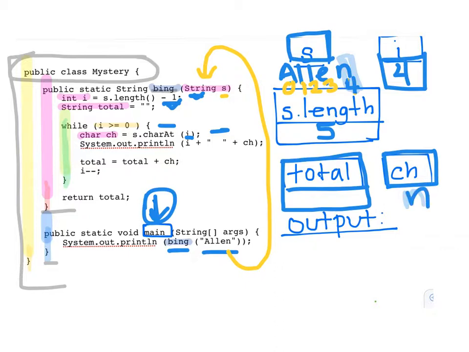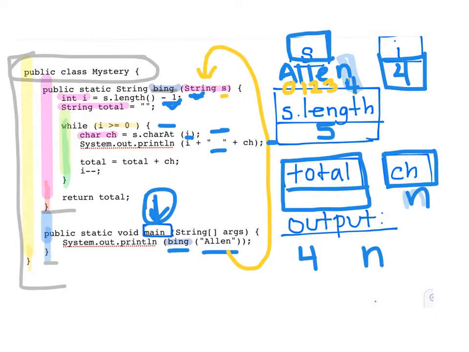Okay, and then we move down to the next line of code, we have a print statement. It's going to print out i, so we know that i is 4. Then it's going to print out a space, so we're going to move over a few spaces here. And then it's going to print out ch, which is n. And now we did that.